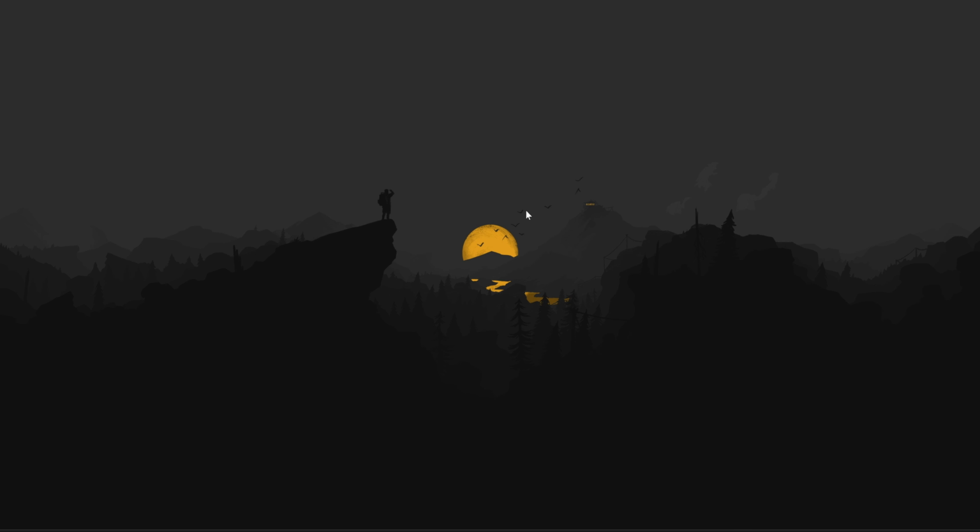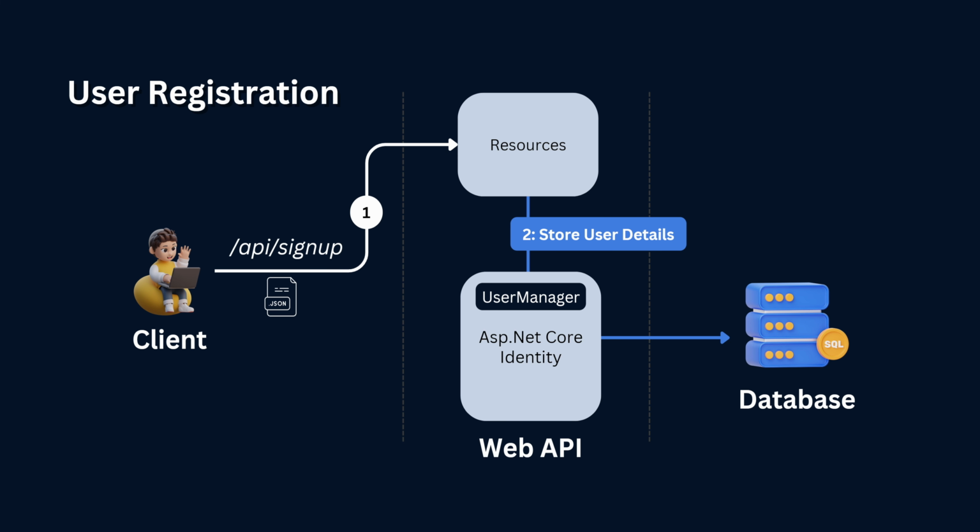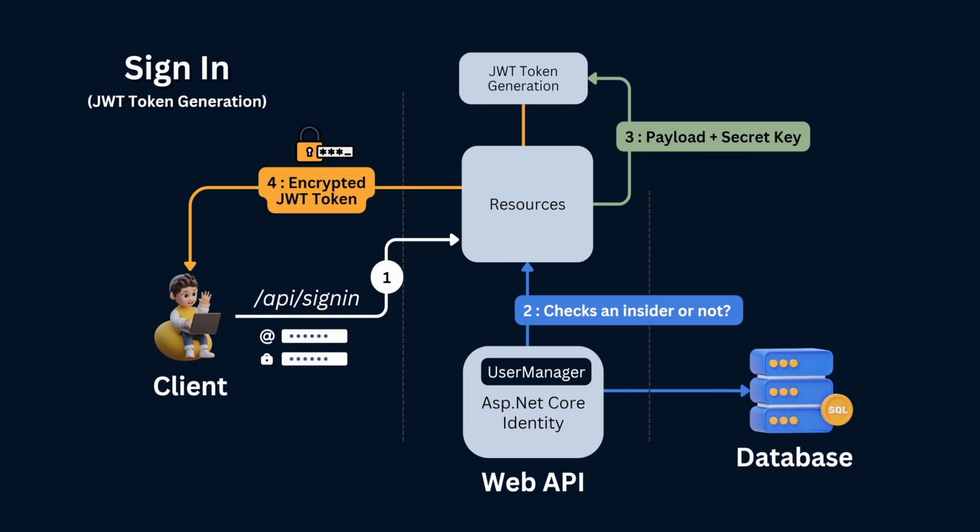Actually, this is the third video of the series explaining ASP.NET Core Identity with a Web API. In the previous two videos, we have discussed user registration and user authentication with JSON Web Token.